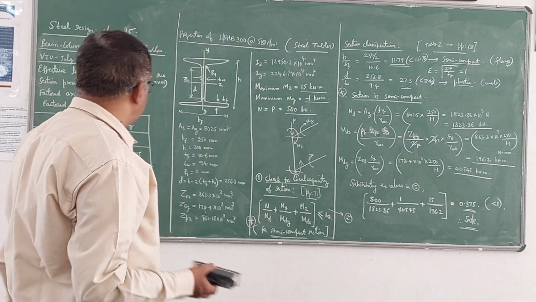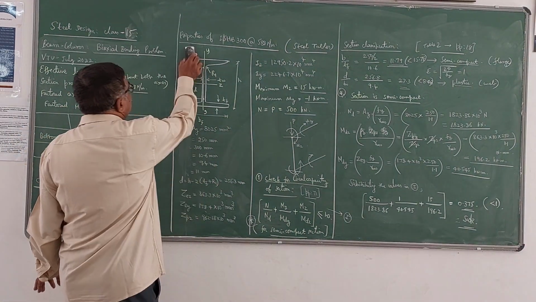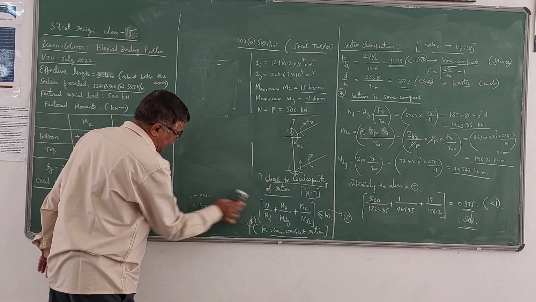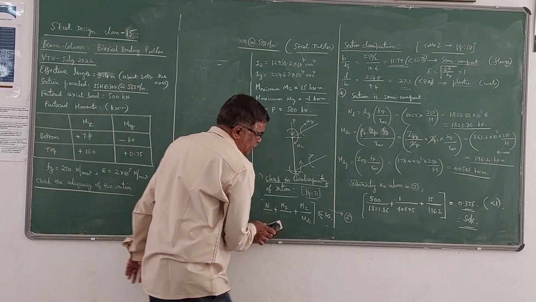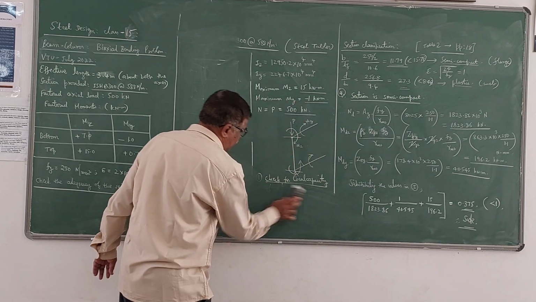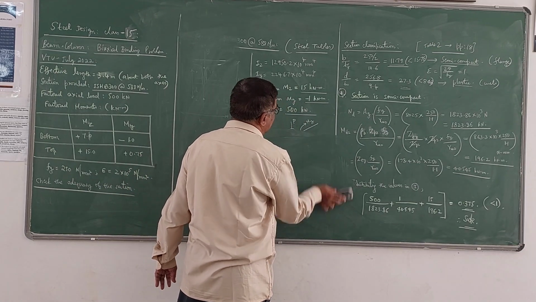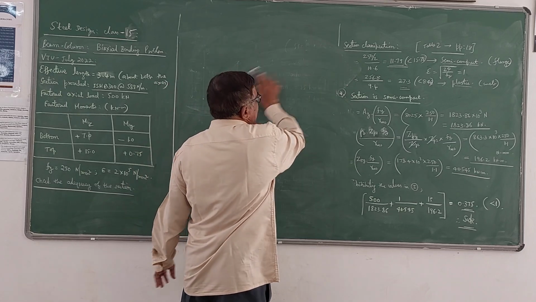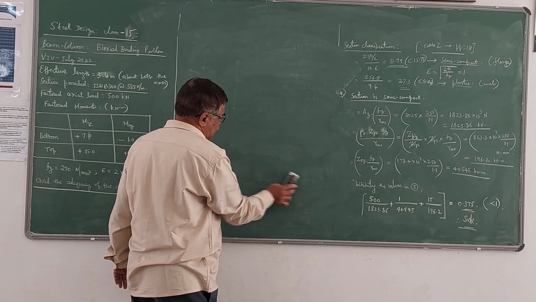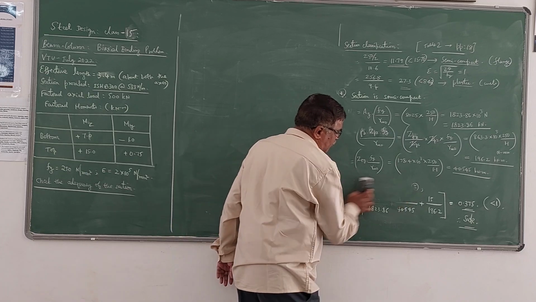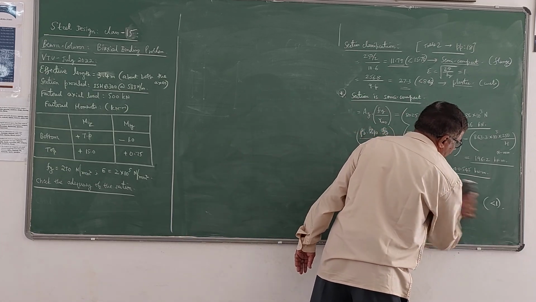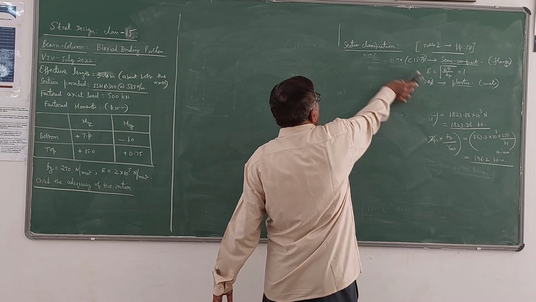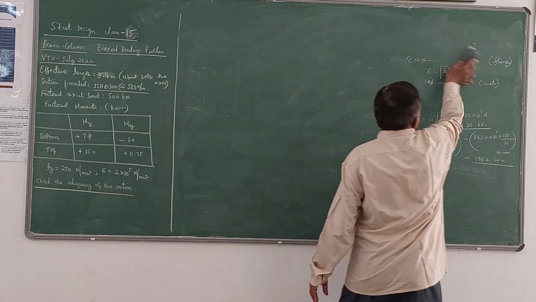Now coming to the second check. We have to check all the four criteria given in the code for checking the adequacy of the given section. Of course, this is an analysis type of problem. In a design problem, only loads will be given. You will not be given the section, so we have to assume a suitable section. Then we have to check the four criteria once again. That is in the design problem.